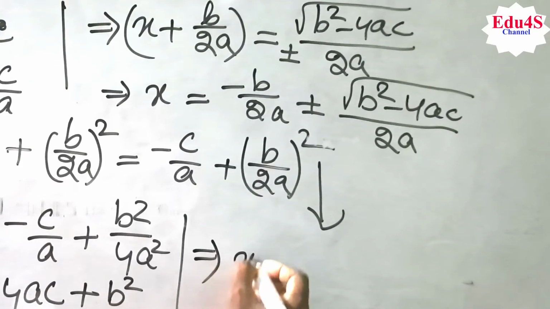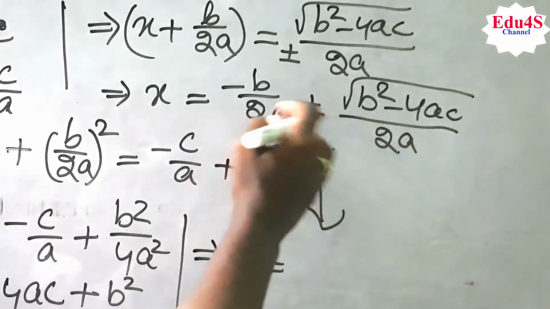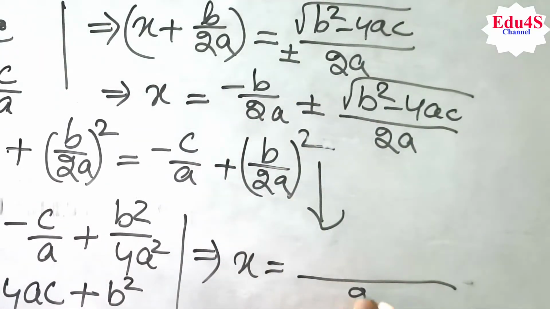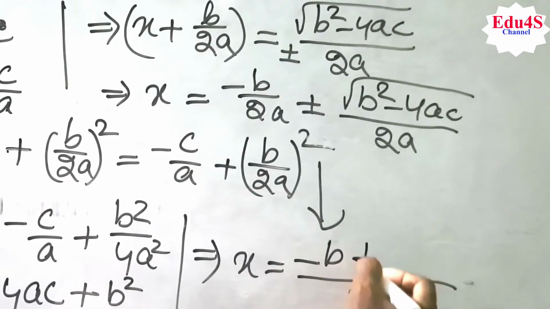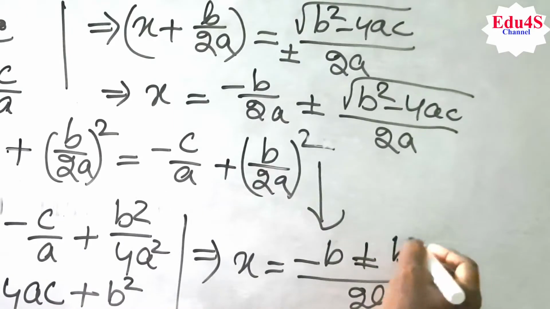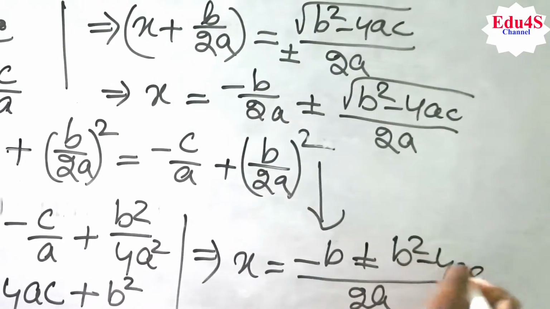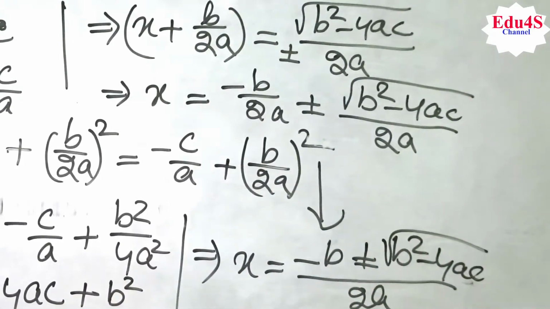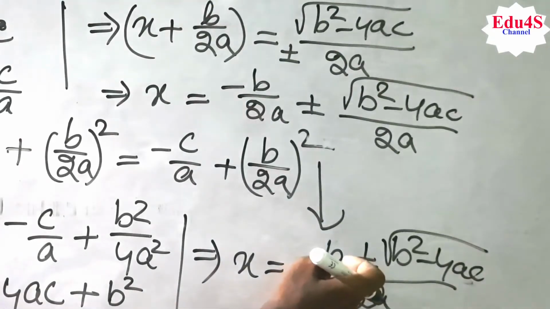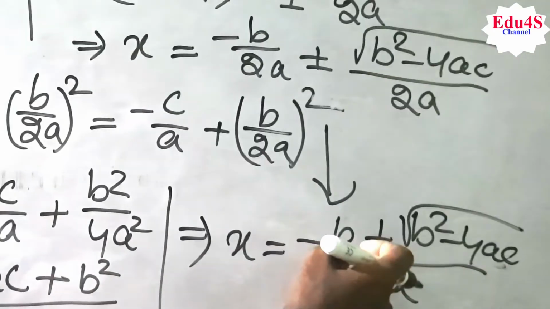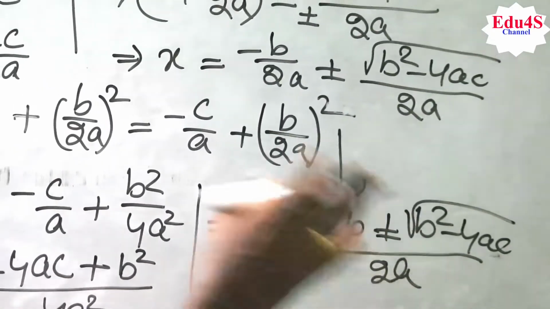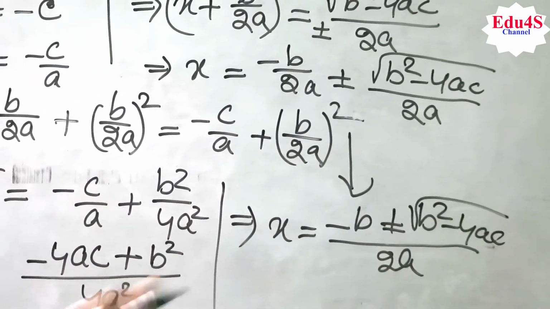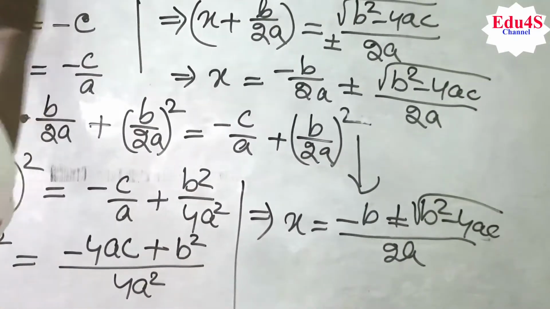So x is equal to how much here? Now you will take LCM. Here LCM will be 2a. So this is minus b plus minus root of b square minus 4ac, over 2a. Clear? Now if you take plus, then you will get one value. If you take minus sign here, you will get another value. Thus you will get two roots, or two values of x, for this quadratic equation.